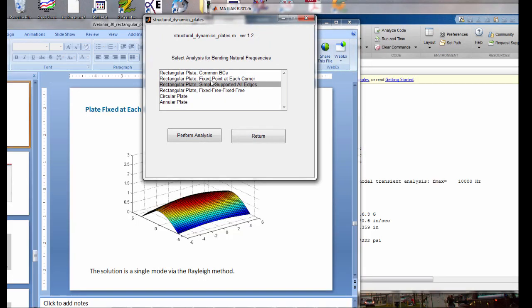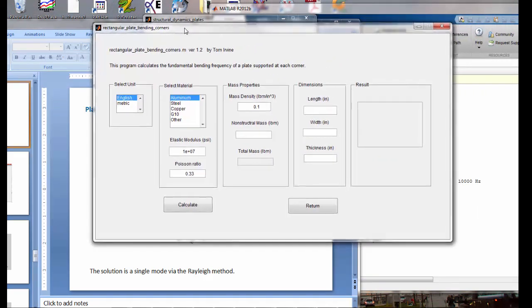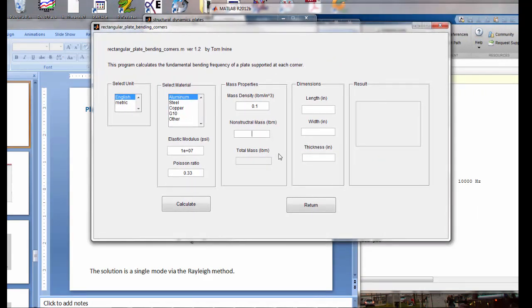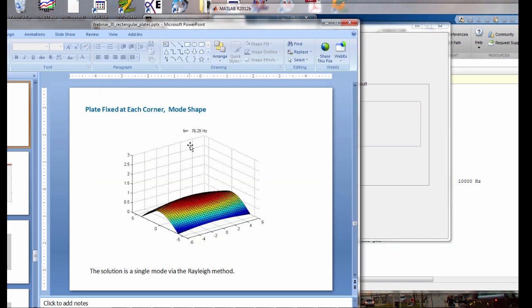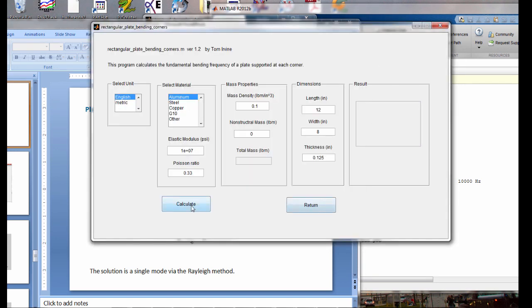So here we have a fixed point at each corner, and we'll skip over the half-power bandwidth damping method for this boundary condition case, but you can do that at your leisure if you like. So aluminum, and let's see, 12 by 8 by 1/8 of an inch thick. Just make sure I got that correct. Okay, so we're expecting a 76.29 hertz response.